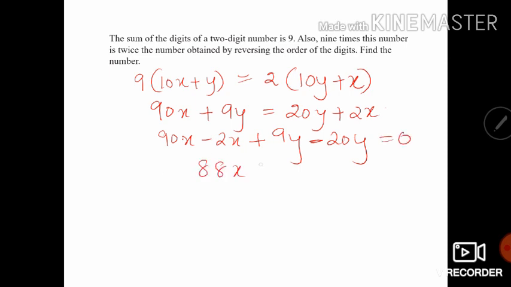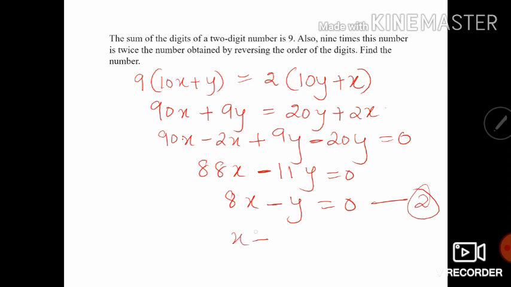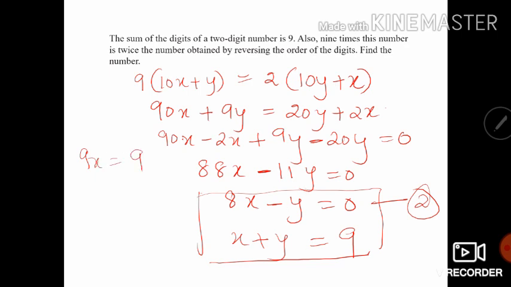So we get here 88x minus 11y equal to 0. We can reduce this equation. This becomes 8x minus y equal to 0. So this is our second equation, and the first equation was x plus y equal to 9. Now we can solve these two equations using the elimination method. We can add these two equations. I am quickly going to show here: 9x will be equal to 9 on adding the two equations because y will get eliminated. So x will be equal to 1.